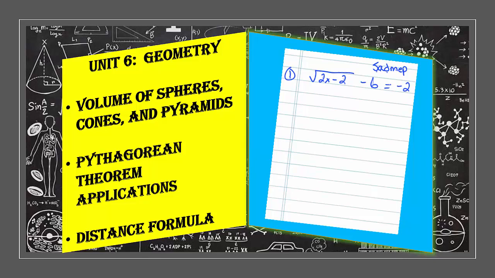So, very first thing that sticks out to me is I have a minus 6. And in order to get rid of the minus 6, I can add 6 to it. What I do to one side of the equation, I have to do to the opposite side of the equation. So we end up with the square root of 2x minus 2 is equal to negative 2 plus 6, very important to be careful, is 4.